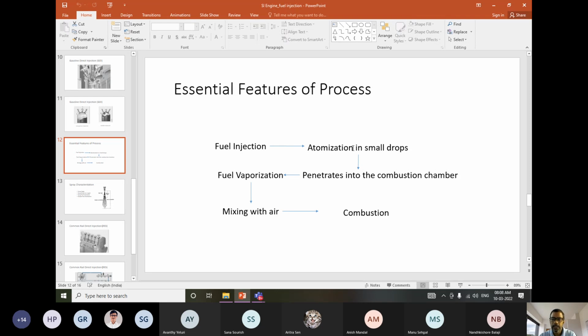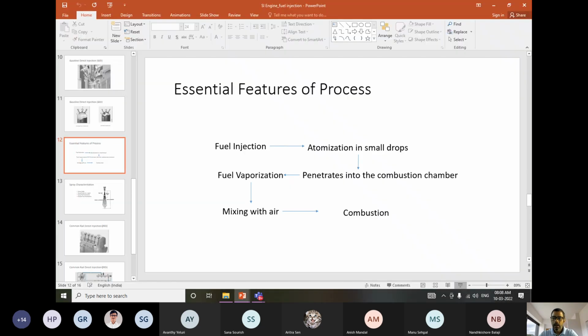That is nothing but the liquid fuel disintegrating into small droplets. And this atomization is a very, very important part of diesel engine combustion, because we want droplets as small as possible so that they can evaporate very fast and mix with the air.